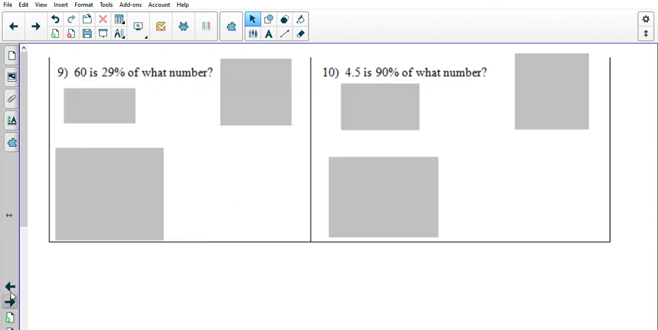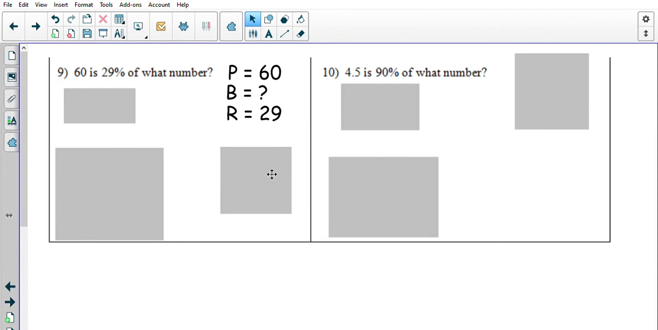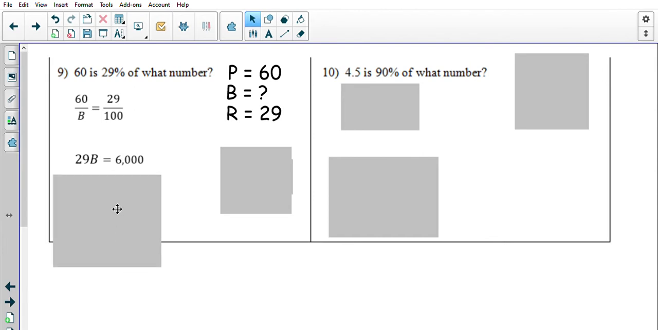All right, let's take a look at numbers 9 and 10. So number 9, 60 is 29% of what number? So my part is 60. My base is my unknown, and my percent is 29. So for P over B equals R over 100, I'll have 60 over B equals 29 over 100. Cross multiply, we get 29B equals 6,000.